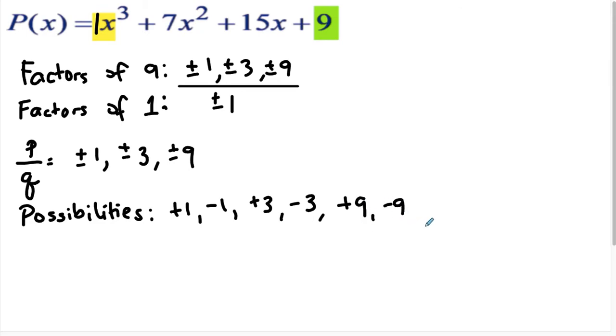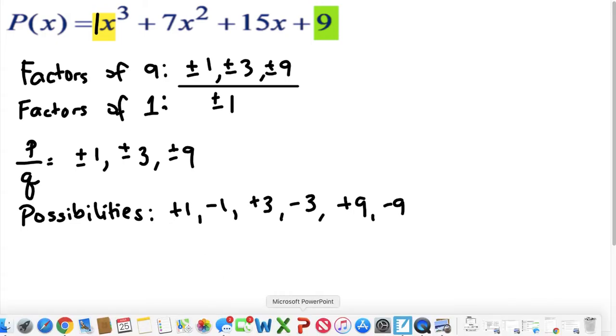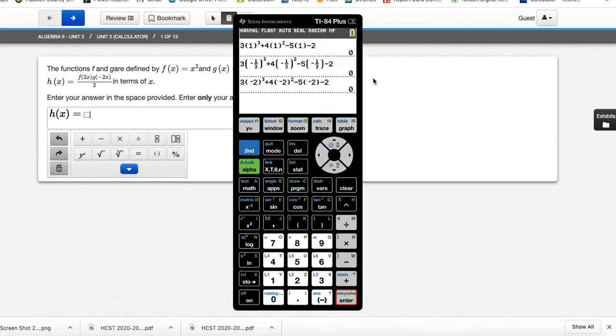I'm going to try maybe some or all of them. We don't know yet, so let's double check with a calculator. I'm going to start with 1. Let me pull up my calculator. Also notice that from the previous video, I've inputted the 1, negative 1/3, and negative 2 from the previous example, and you can see that they all equal 0.